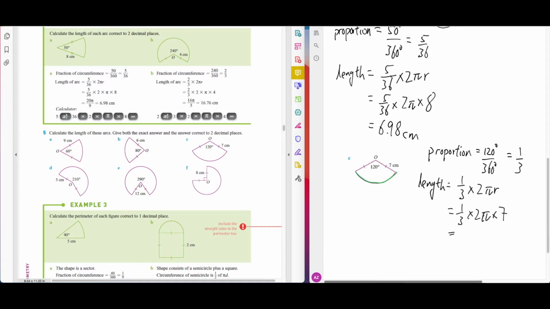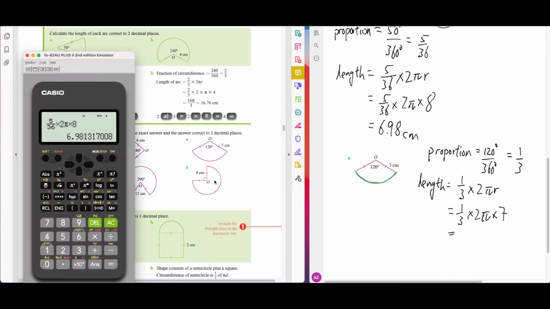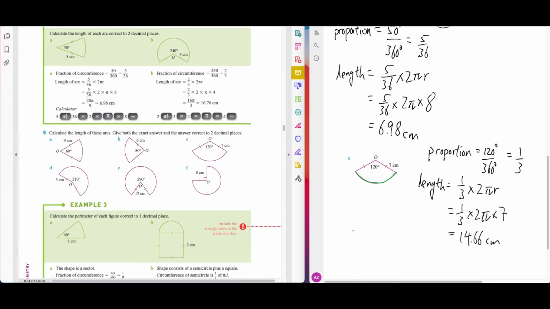So what you can just do is type this into your calculator. So 1/3 times 2 pi times 7. This gives you 14.66. Okay, so hopefully that's quite clear. I'm not going to go through any more, but I think this should be sufficient.